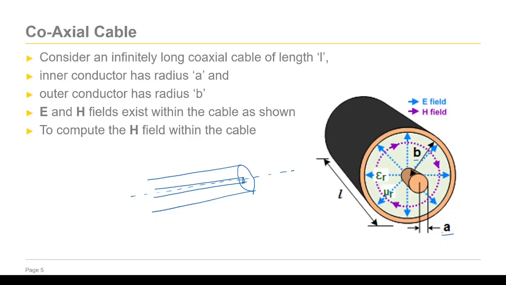Assuming the inner conductor to have a radius of A and the outer conductor to have a radius of B with a thickness T, there would exist an electric and magnetic field within the space between the inner and the outer conductors, as shown in this figure, where the blue lines would be the electric field and the purple lines would be the magnetic field. Let us try to compute the magnetic field within the cable.